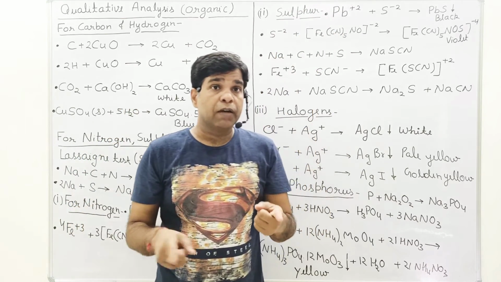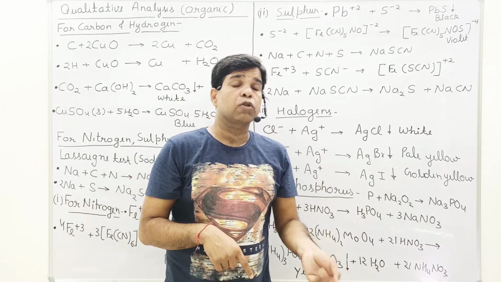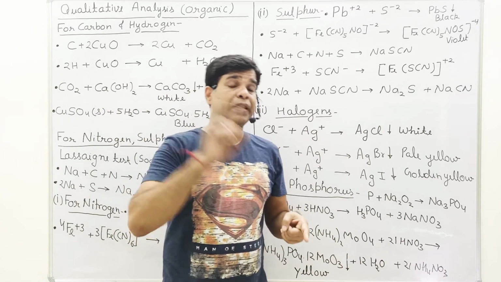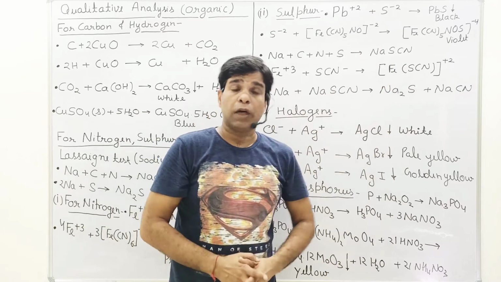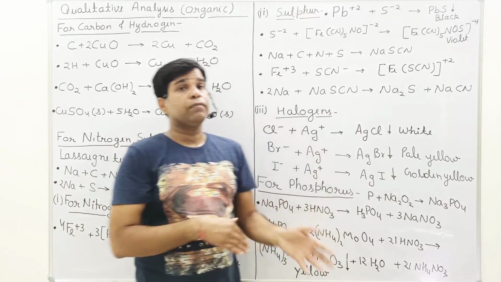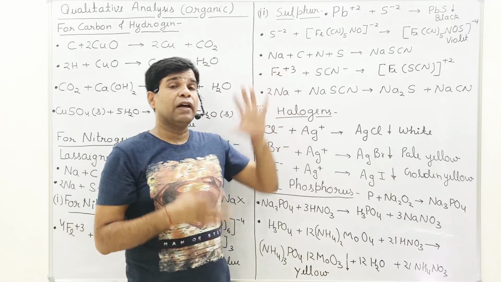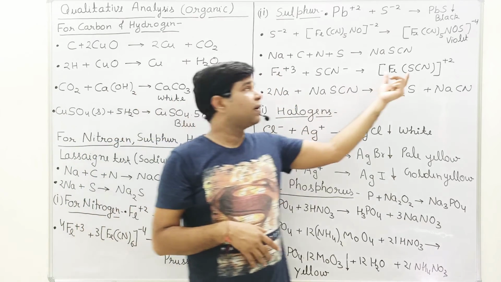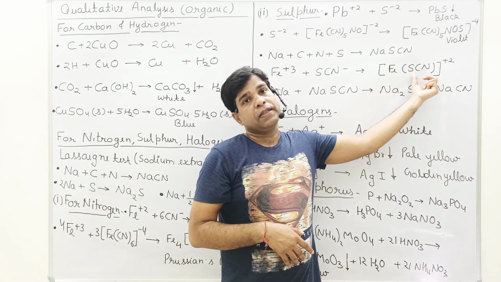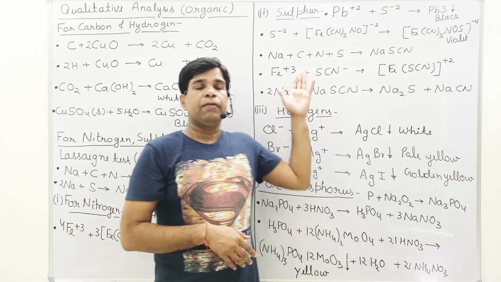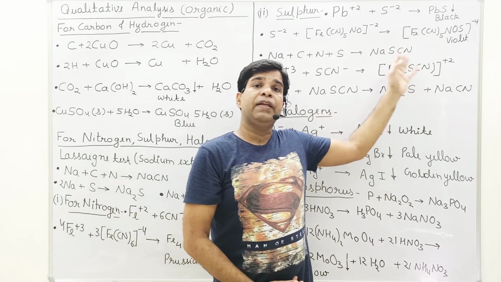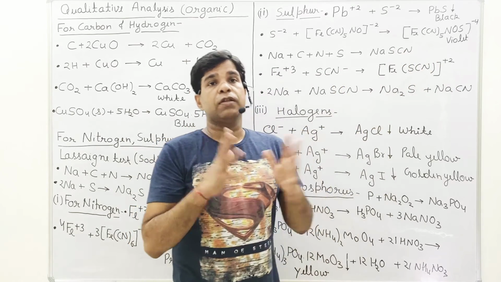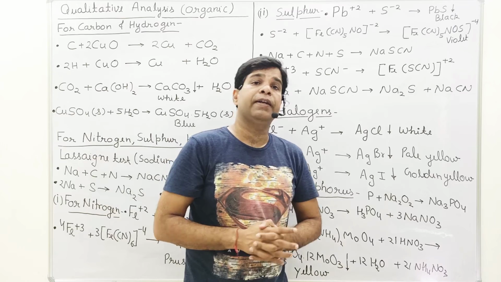If in the given organic compound both nitrogen and sulfur are present, they will react with the sodium in presence of carbon to give sodium thiocyanate. And this sodium thiocyanate, whenever it reacts with Fe3+, gives the blood red color [Fe(SCN)]2+. Fe3+ reacts with the SCN- to give [Fe(SCN)]2+, which is blood red in color.